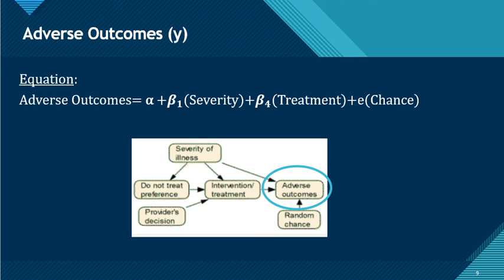The final equation in our network is for adverse outcomes, which was given as an example in the question. The equation reads adverse outcomes equals its y-intercept plus severity of illness plus intervention/treatment plus random chance.